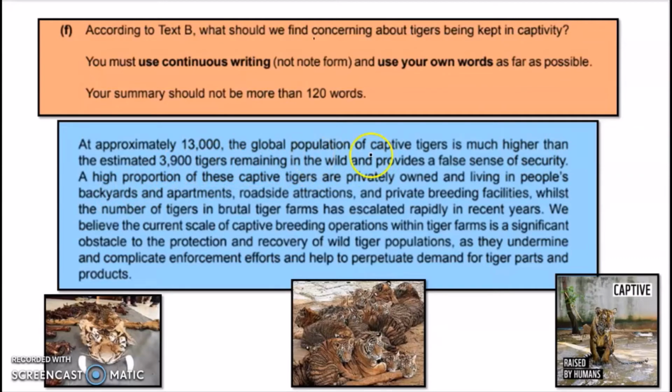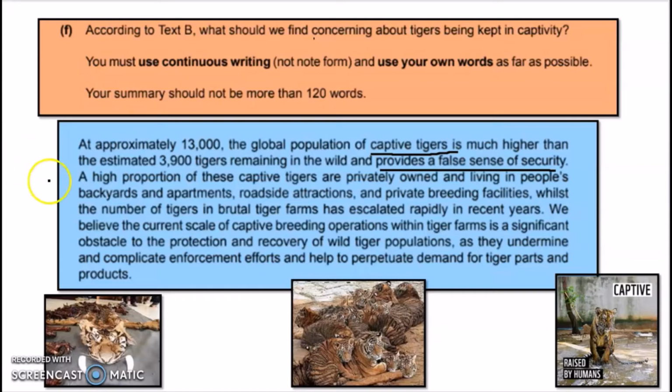It means that the number of these captive tigers is much higher than in the wild. The next point about the captive tigers in this paragraph is that it provides a false sense of security. The number of captive tigers is higher than in the wild, so it provides a false sense of security. We feel that they are safe with the humans when they are raised by humans, but they are not. So it's a false sense of security.